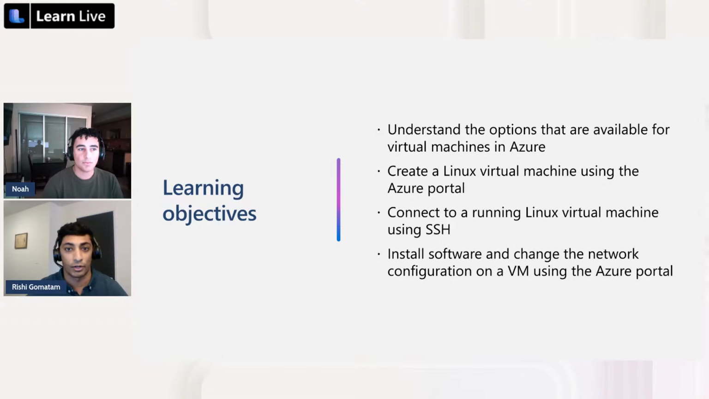So the first half is going to be talking through some of the different options that we have here, but then we're going to be moving to the demo portion of the session where we'll create an actual Linux virtual machine using the Azure portal, connect to that virtual machine using SSH, and be able to actually install and configure the virtual machine to run as a web server.